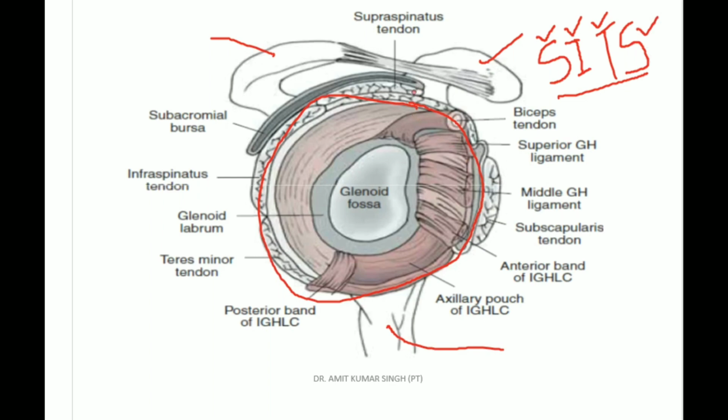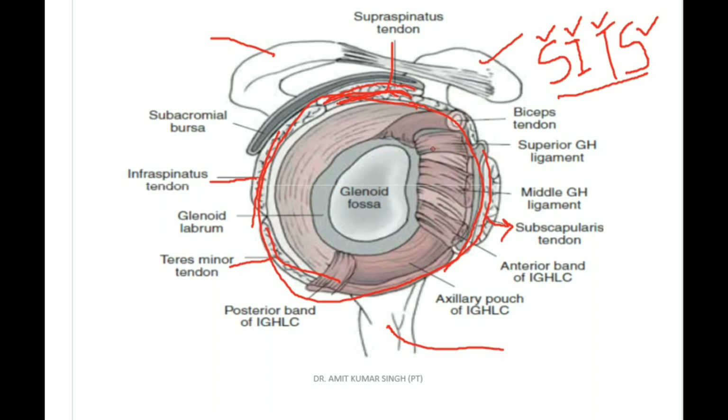Now if you see here, this is our supraspinatus. As it is the rotator cuff, it should cover the full glenoid fossa. So first is supraspinatus, second infraspinatus, third teres minor, and fourth subscapularis. That's why they are termed rotator cuff muscles, because they cover the whole shoulder joint around the glenoid fossa.